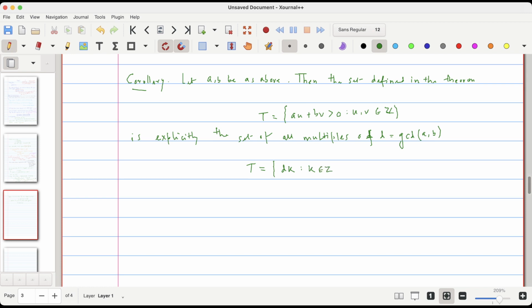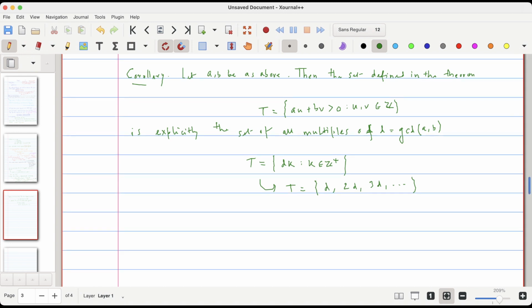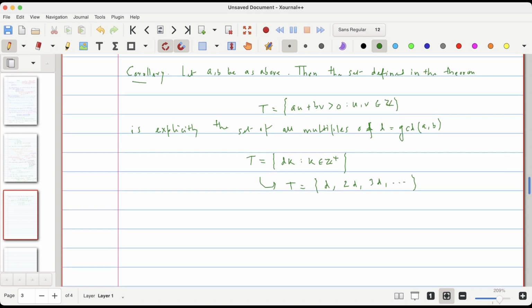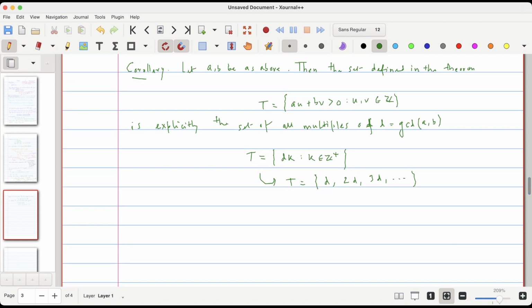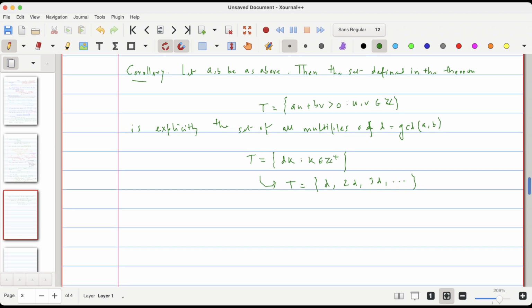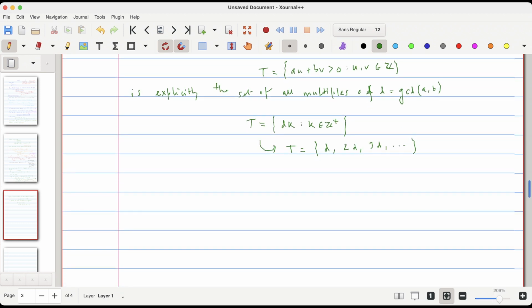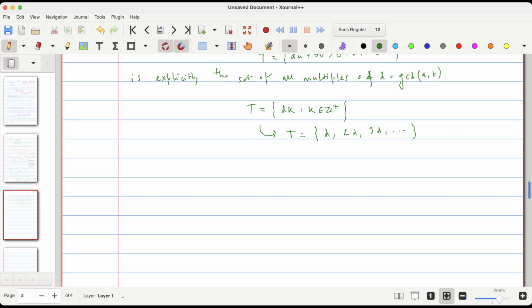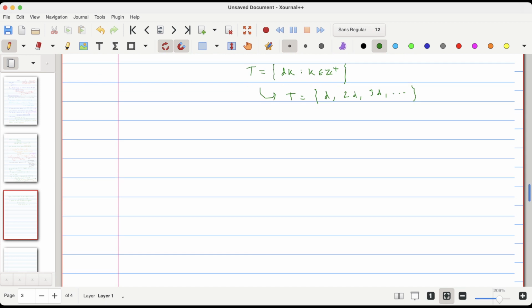K is an integer, K is a positive integer. So T is explicitly the set D, 2D, 3D, and so on. It has a huge implication in higher mathematics. When you read higher mathematics and group theory, you will see something very interesting about this: why Bezout's theorem is so important and what the corollary actually means. But let's not ponder over it right now.